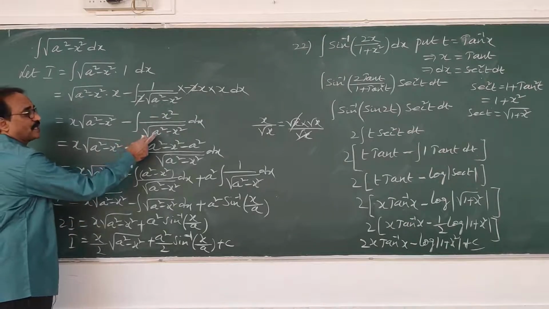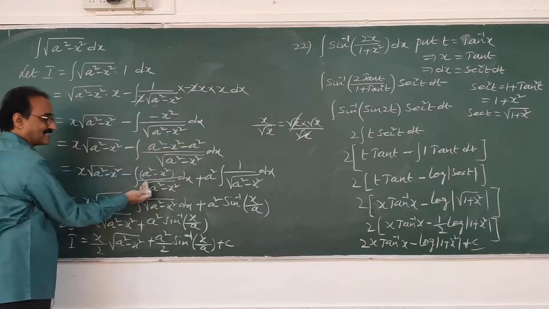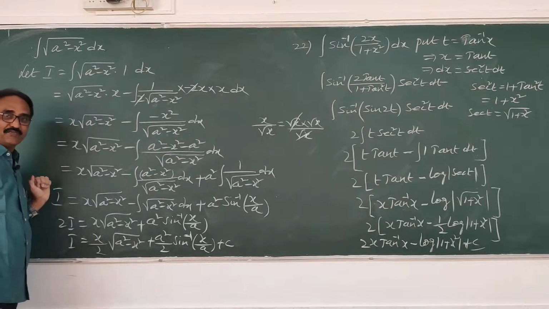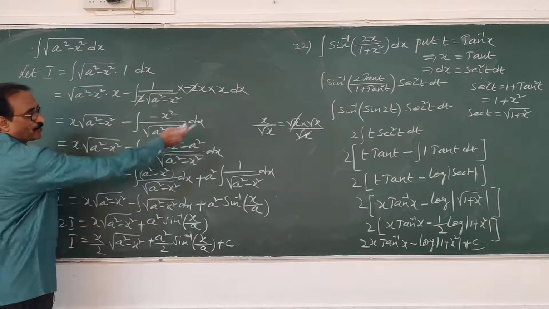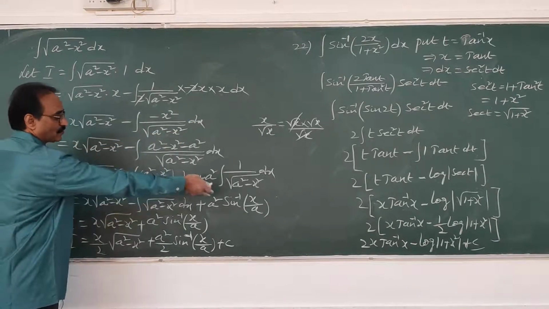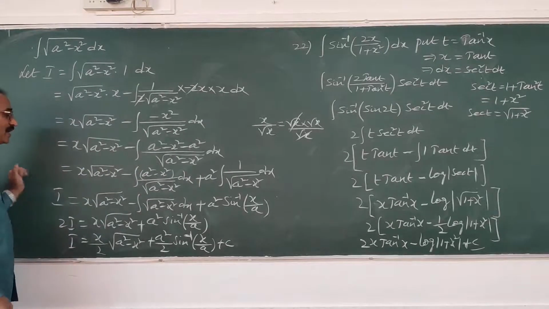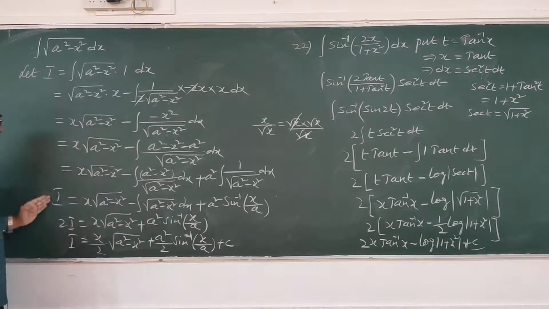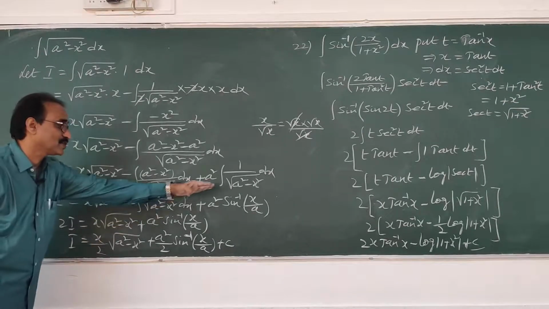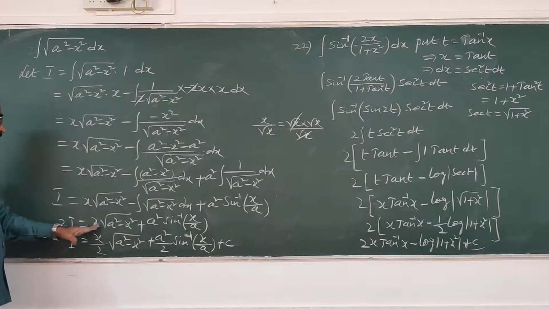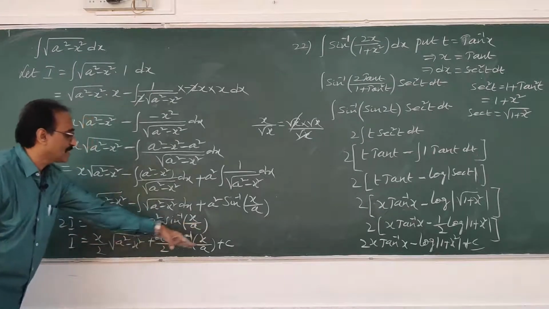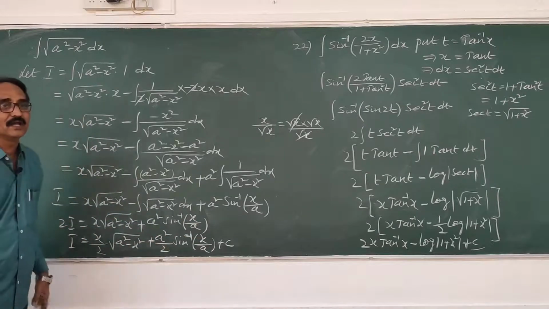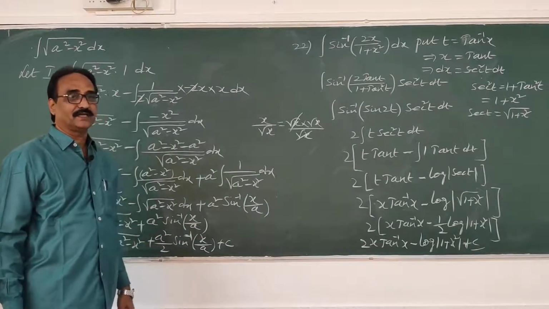So now what happened? The denominator is a square. Same a square added and subtracted. I separated as we did in e power x into f of x plus f dash x. Because this is x, this is root x, means x by root x is root x. The root x has come, plus 1 by root of a square minus x square, sin inverse x by a. This is all I. We got I plus I. 2I is equal to x into root of a square minus x square plus a square sin inverse x by a. I is equal to x by 2 into root of a square minus x square plus a square by 2 sin inverse x by a plus c is the final answer. That's all. It is over. Correct or not? This is over.